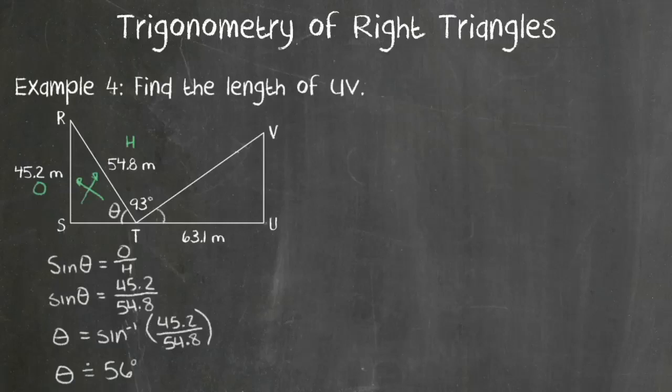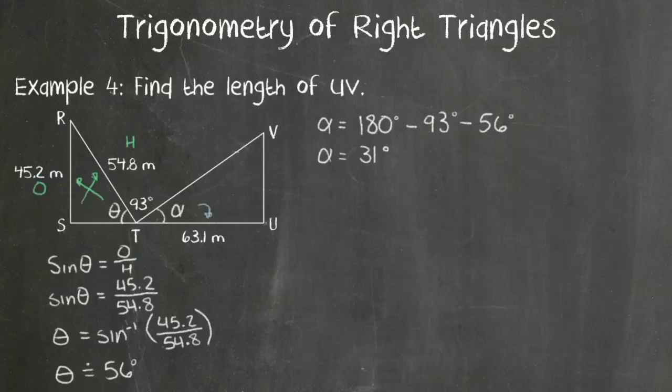Okay. Now what I can do is I'm going to solve for this angle in here, which I'll label as alpha. Remember, a straight line gives me 180 degrees, so if I do 180 degrees minus 93, and then minus the 56 we just found, I'll be able to find angle alpha. So angle alpha will equal, in this case, 31 degrees. I now have angle alpha. I have a measure 63.1, my adjacent side, and my goal is to find the opposite side, in this case, UV.